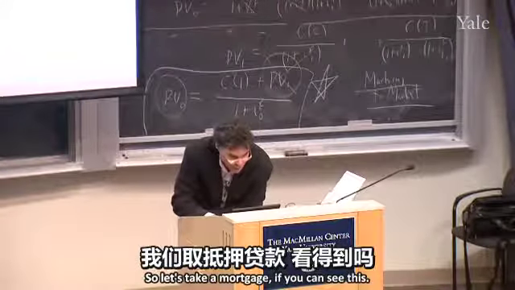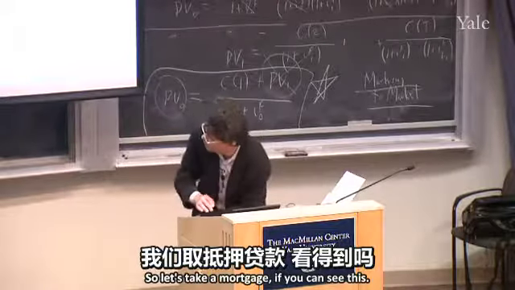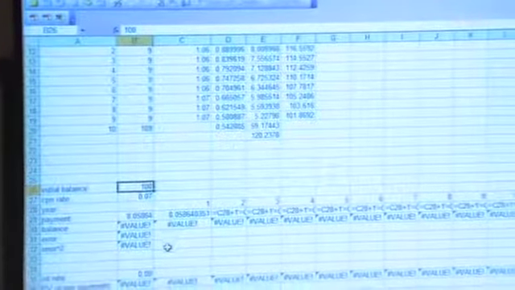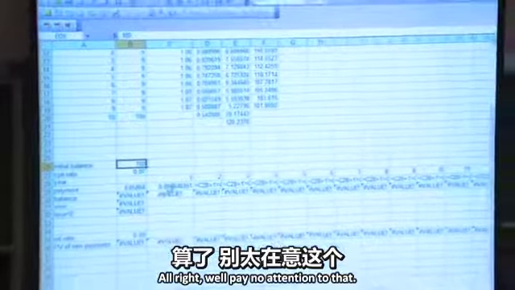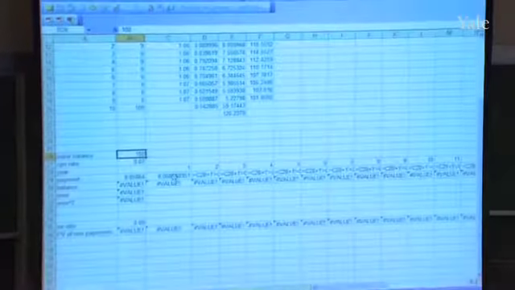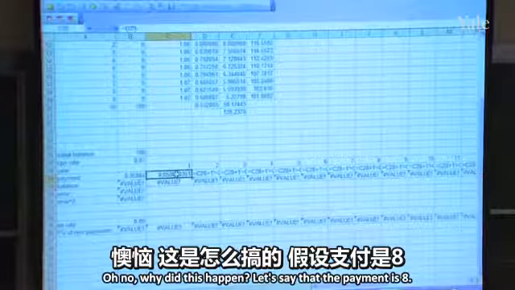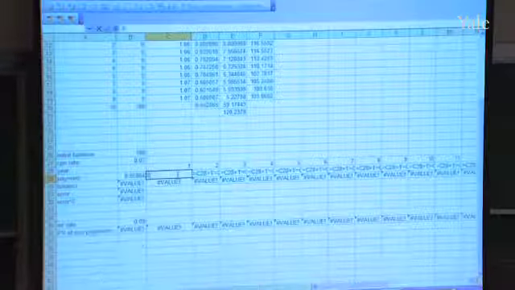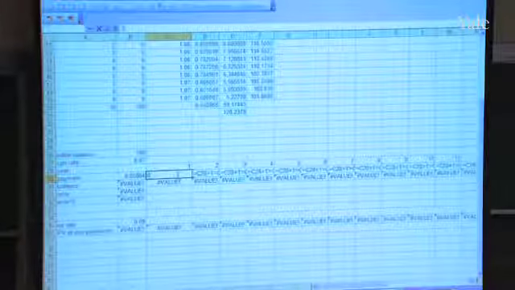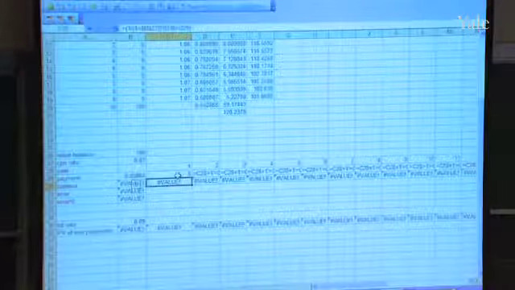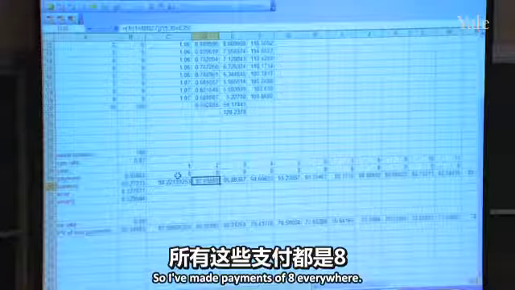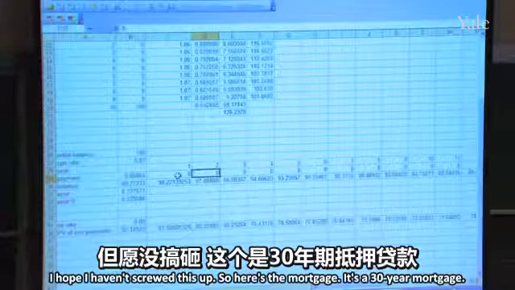So let's take a mortgage. If you can see this, this is something you have in your notes. So there's a mortgage. All right, well, pay no attention to that. Oh no! Why did this happen? Let's say that the payment is 8. And 8. Okay, so I've made payments of 8 everywhere. I hope I haven't screwed this up.